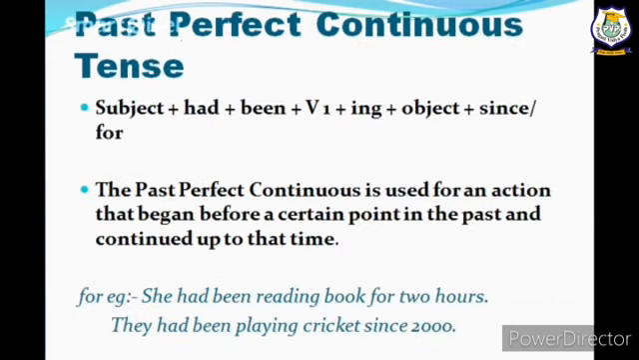Last subcategory of the past tense is past perfect continuous tense: subject plus had plus been plus verb first form plus ing plus object plus since or for. The past perfect continuous is used for an action that began before a certain point in the past and continued up to that time. For example, she had been reading book for 2 hours, they had been playing cricket since 2000.